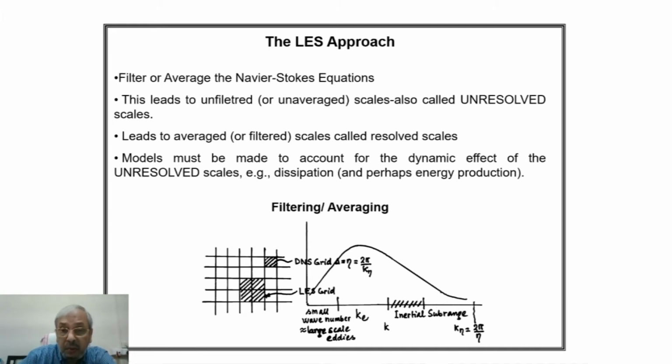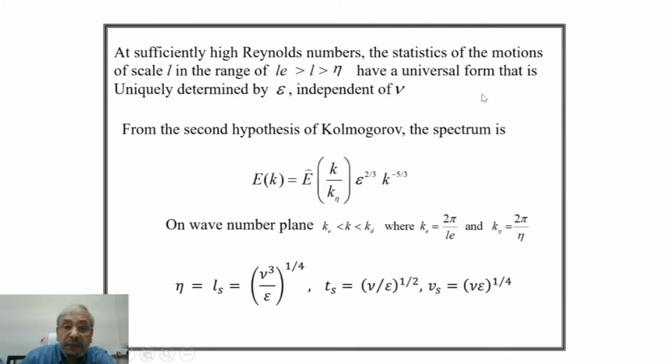So basically, a universal form that is uniquely determined by dissipation, independent of nu. From the second hypothesis of Kolmogorov, the energy spectrum is given by epsilon to the power 2/3 and k to the power minus 5/3. On the wave number plane, k lies between ke and k eta, where ke is twice pi by Le and k eta is twice pi by eta.